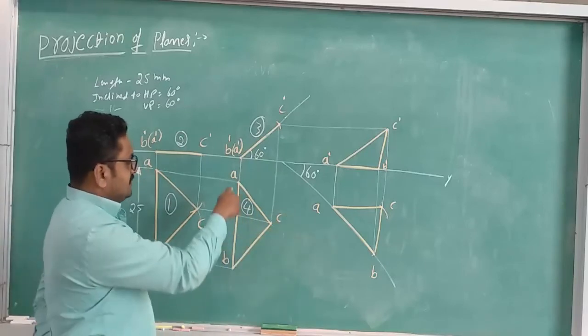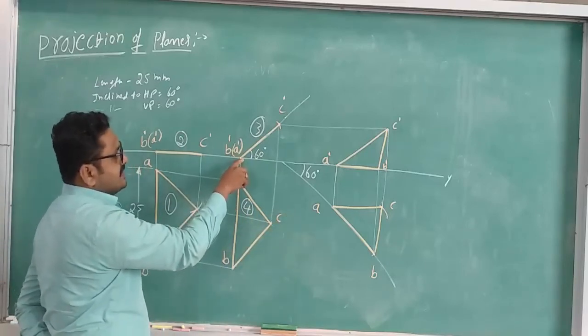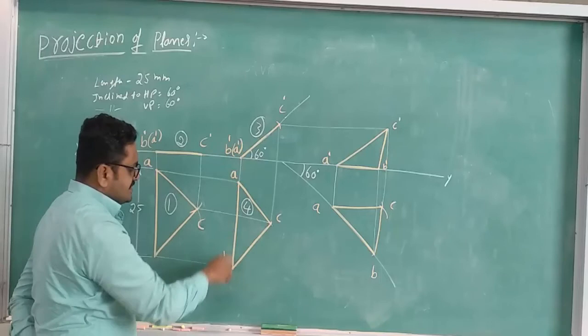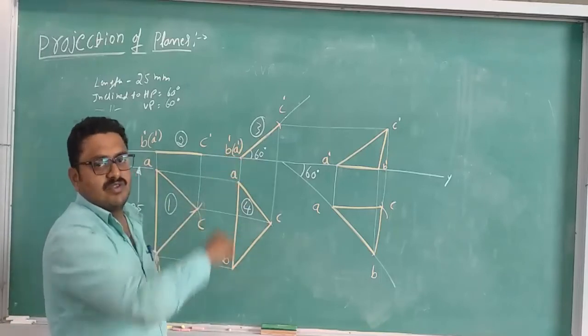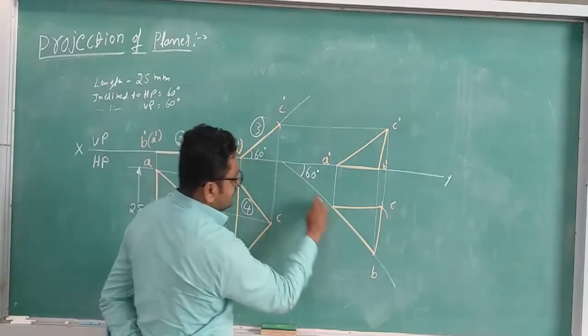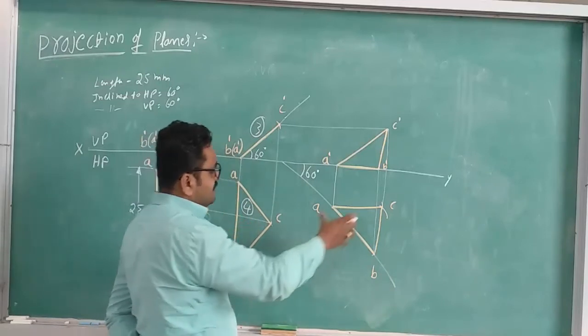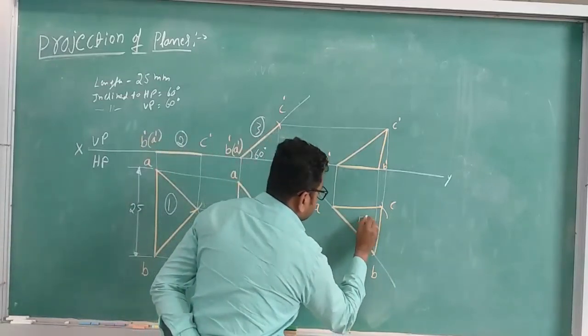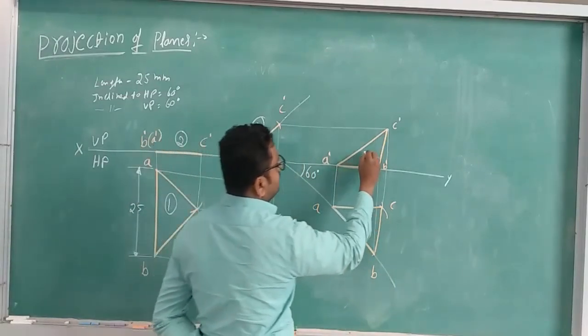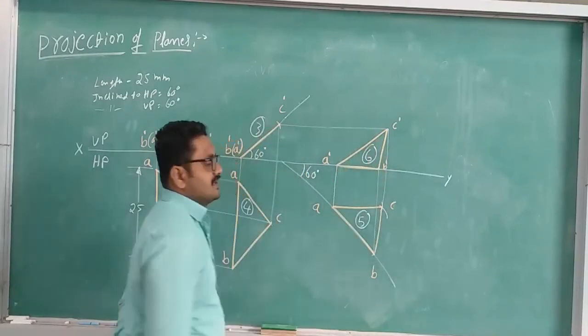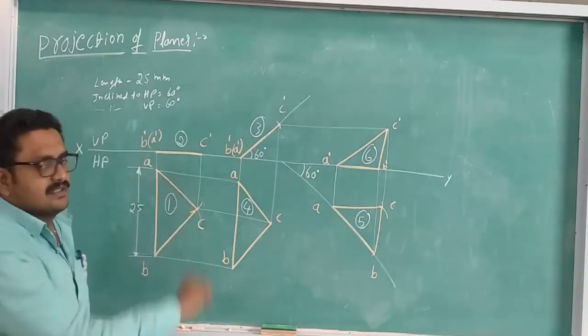And last, the edge on which it is resting, we can see here the resting edge is B dash of A dash, that means this AB, so that is inclined to VP at 60 degree. So we made a 60 degree line, on that we took this and we placed the AB over here, and after that we got the final front view. Like this the problem needs to be solved.